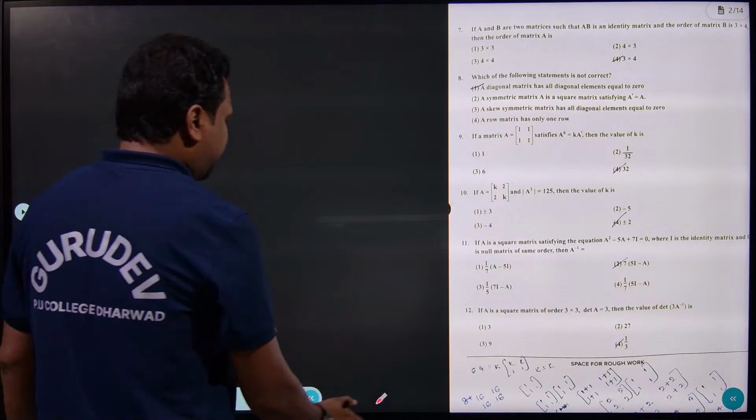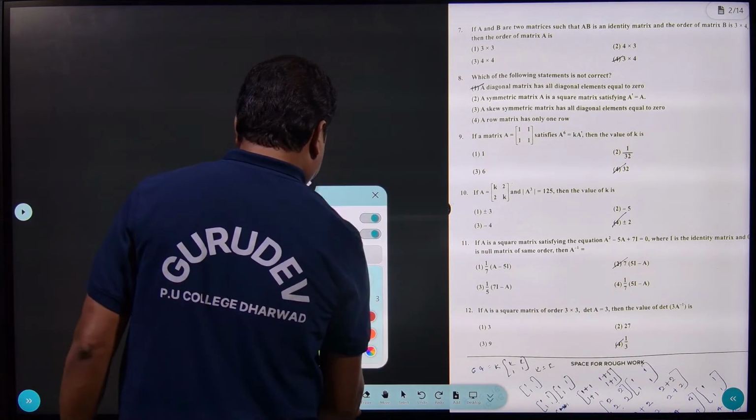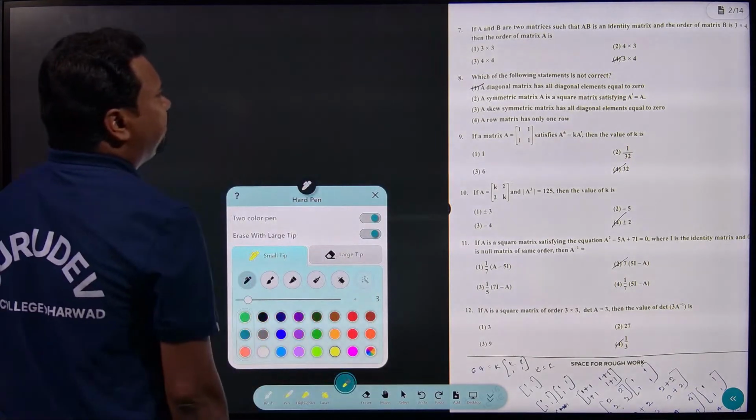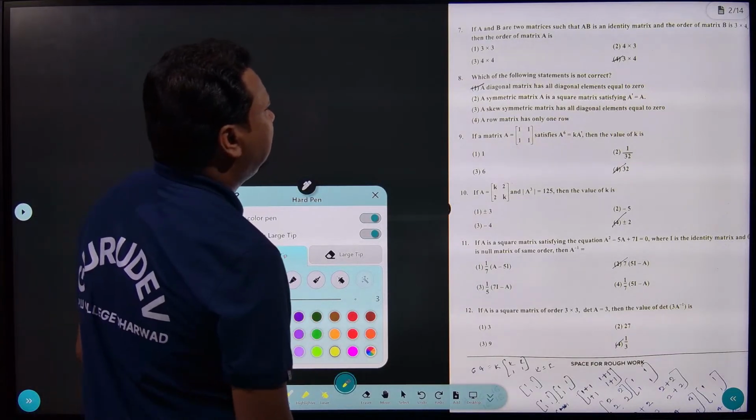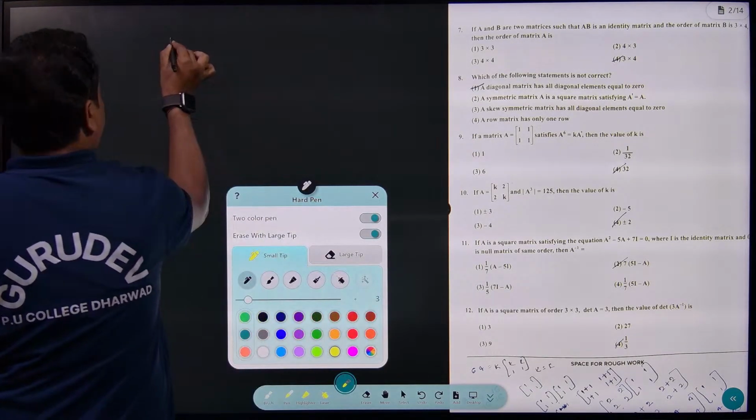Now, in the next session, I am going to discuss the questions on matrices. If A and B are two matrices such that AB is an identity matrix. See what they have given.